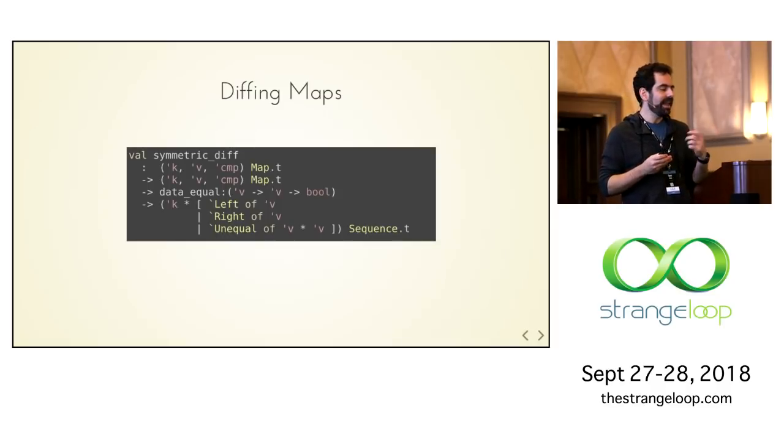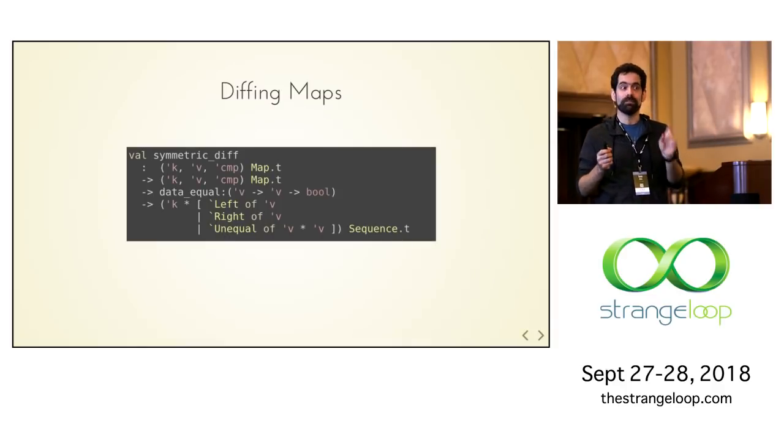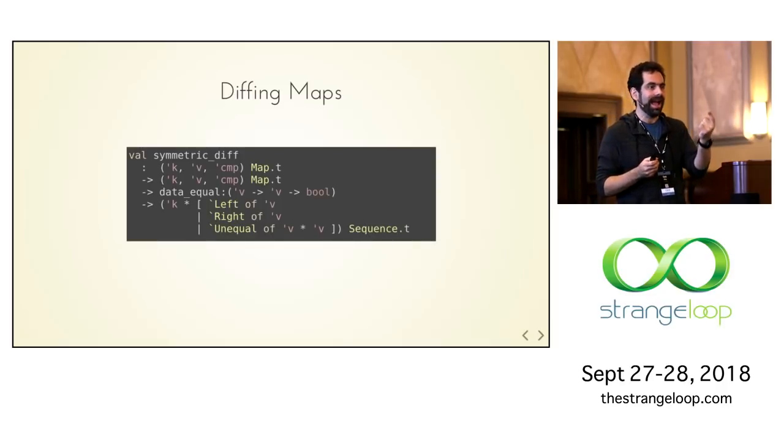And it returns to you a sequence of results, which are keys annotated by what happened between the first map and the second map. Left says it was in the first, but not the second. Right says it was in the second, but not the first. And unequal says it was in both, but with different values. So this roughly corresponds to add, delete, and change, right?